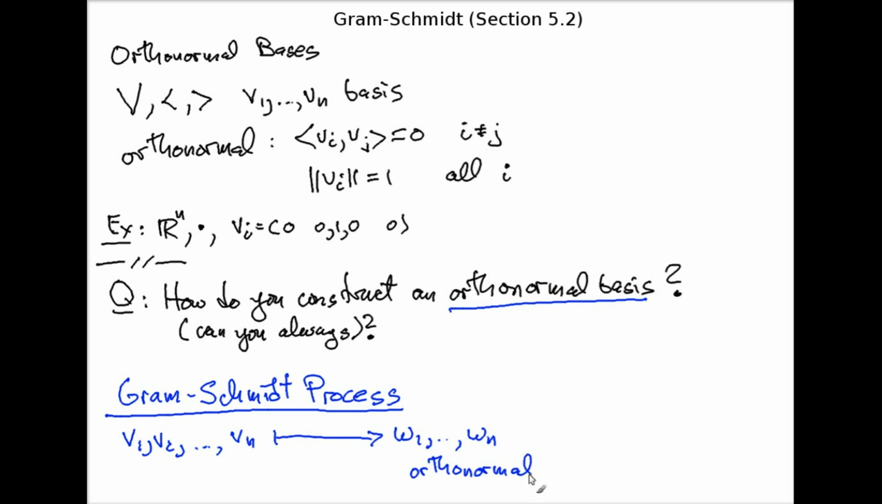Well, that's a little vague. What do I mean? How are these W's related to the V's? I'll explain that. But the Gram-Schmidt process is a process in which the input is any basis and the output is an orthonormal basis.